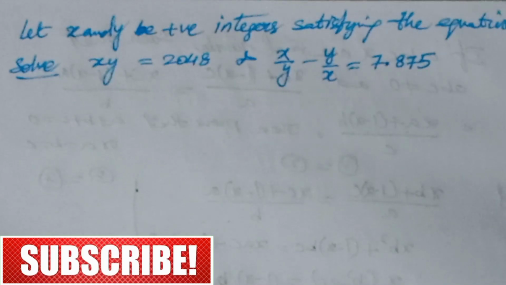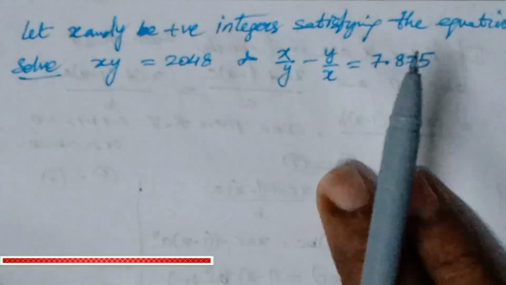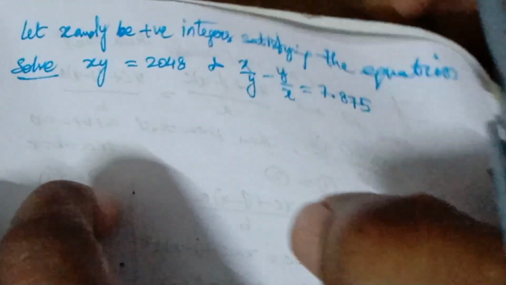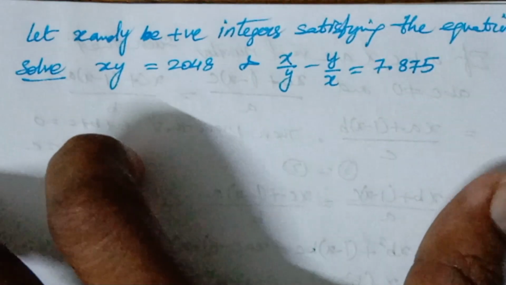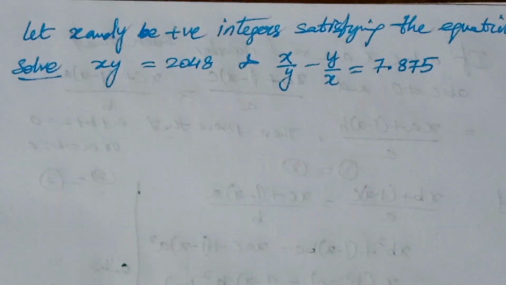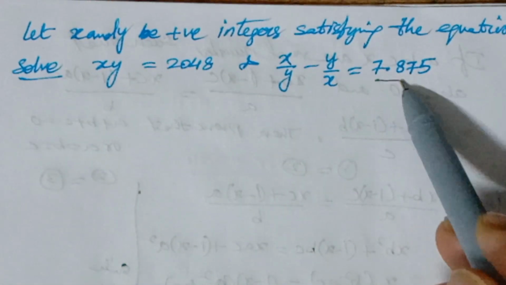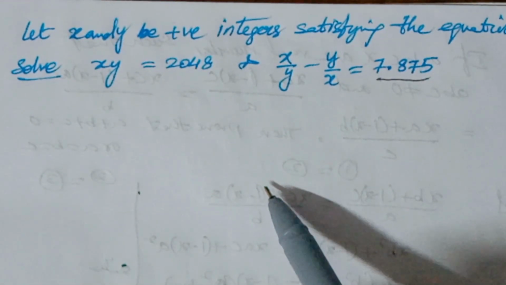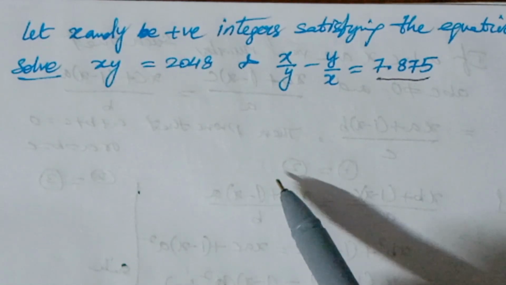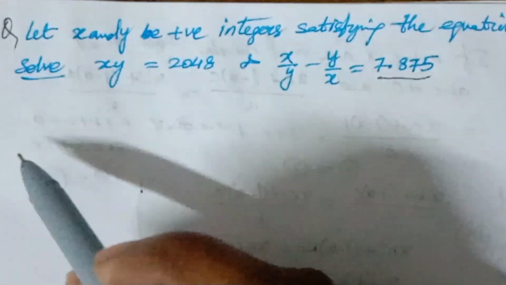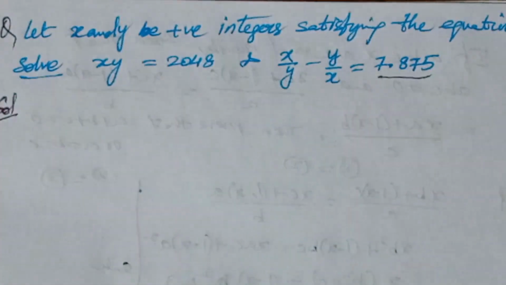Here some logic is there, that's why this problem is selected. Here in this problem, we have to solve. Here the value is a decimal, and here xy is given 2048. So first of all, how to solve this problem. So many trials and errors I made. At last I got a simple method.